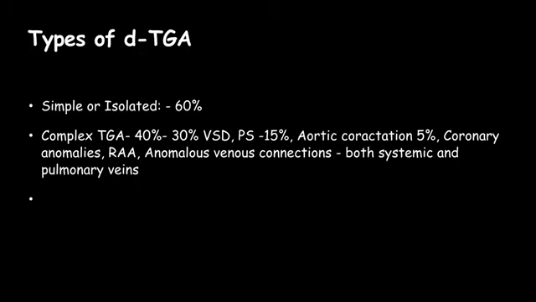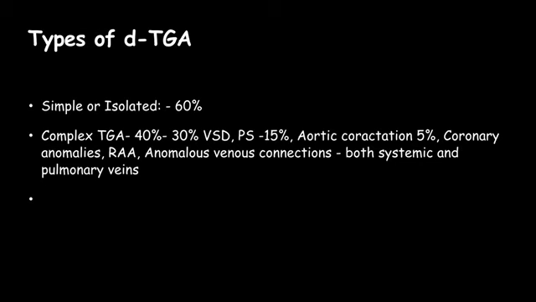There are two types of TGA. One is simple or isolated TGA, which is common and seen in up to 60% of the cases. The next one is complex TGA, which is associated with other anomalies and is seen in up to 40% of the cases. Out of this, the most common associated anomaly is VSD, which is seen in up to 30% of the cases. Next comes pulmonary stenosis, which is seen in up to 15% of the cases.